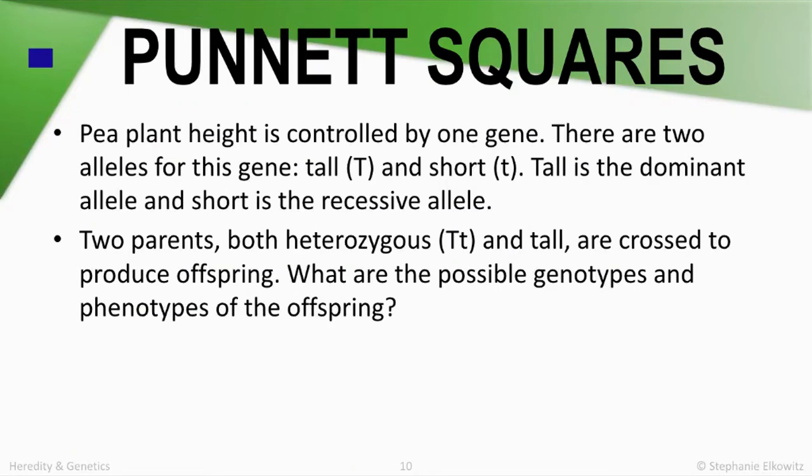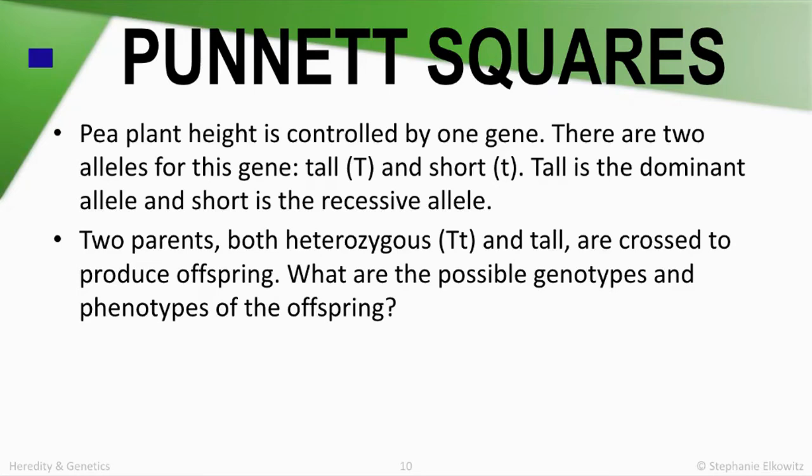So 2 parents are both heterozygous, capital T, little t, and they're tall, all right, and they're crossed to produce offspring. So what are the possible genotypes and phenotypes of this offspring? Now, that kind of sounds a little confusing. Don't worry, we can actually break it down into a couple easy steps.